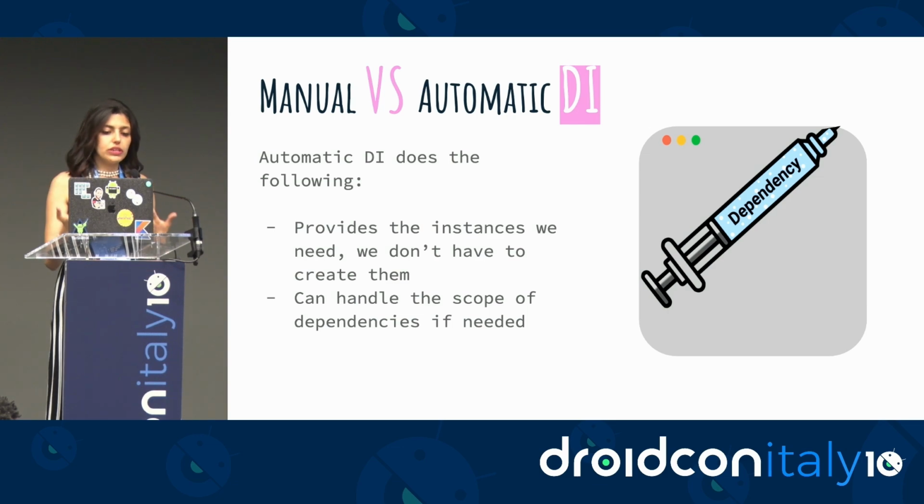Now, why do we need automatic dependency injection, or what does it help us with? It provides us the instances. We don't have to create them, unless the instances we need are for third-party libraries, and we're going to have an example of that in a bit as well. Last thing, we can handle the scope of the dependencies very easily through the libraries. For example, we can have it alive as long as the activity is alive, or as long as the fragment is alive. We can set our custom scopes.